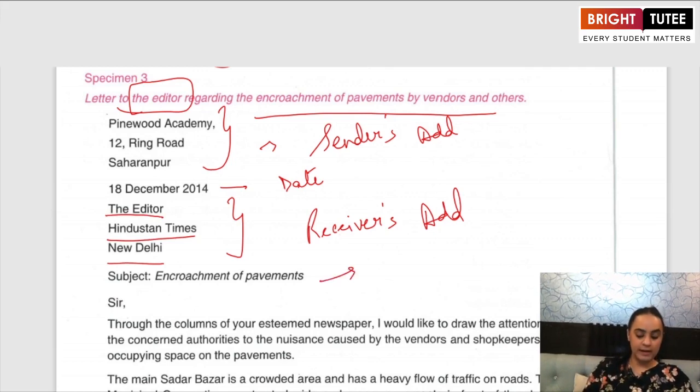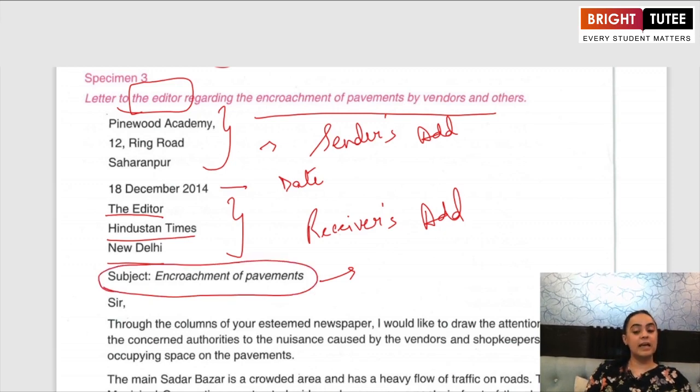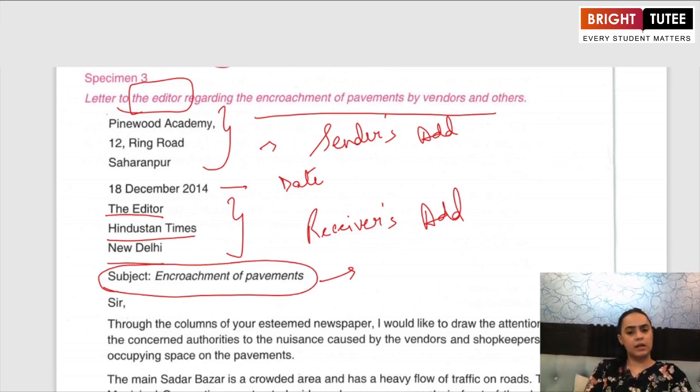Then you have to write the subject. Now this is very important when writing to the editor, because when the editor gets your letter, there are thousands of letters that an editor might get every day.